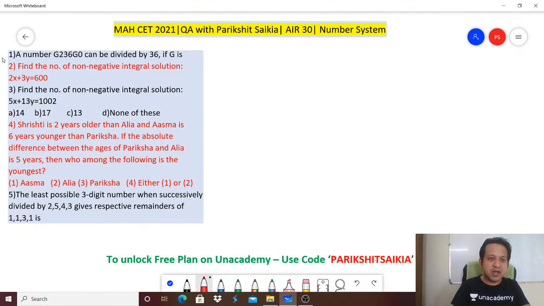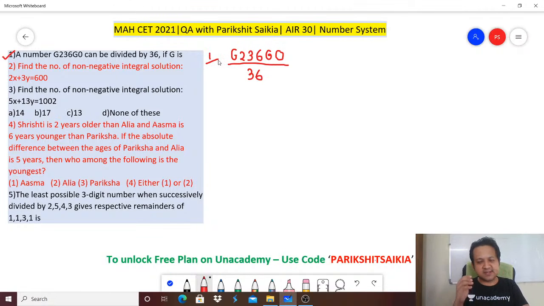The first question: a number G23, 6G0 can be divided by 36 if. So they say this number should be divisible by 36.